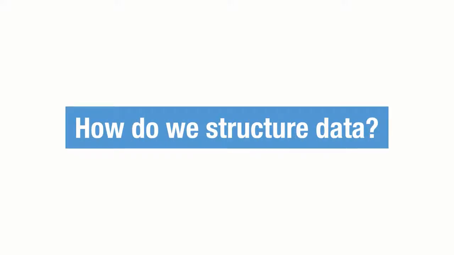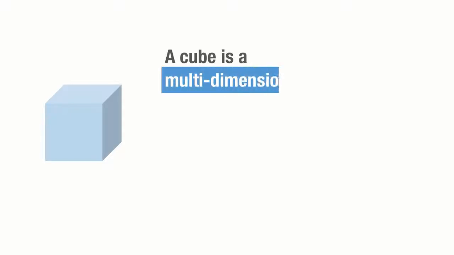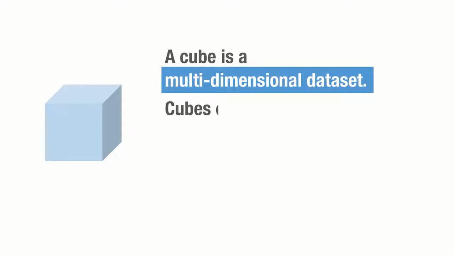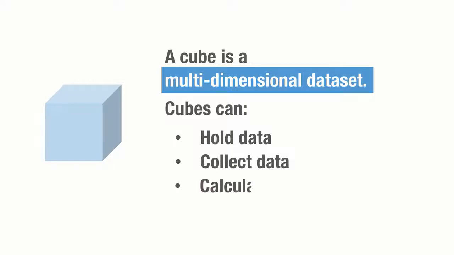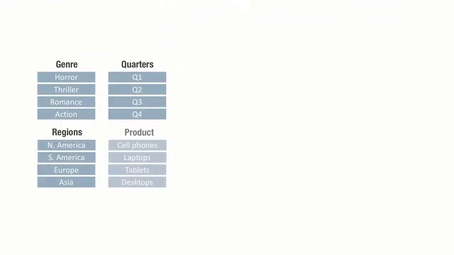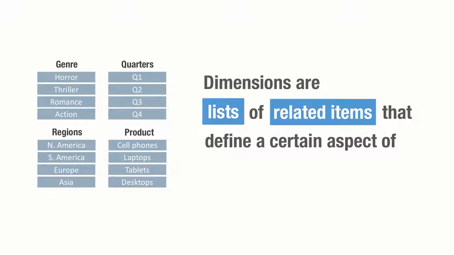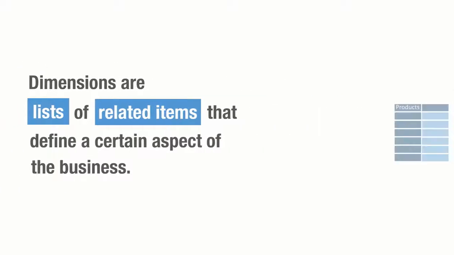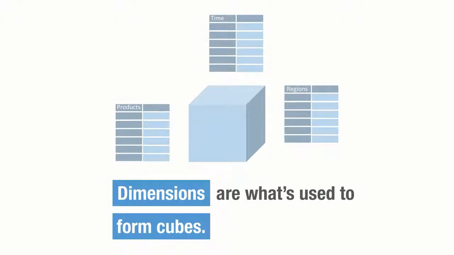The answer is by using cubes. A cube is a multi-dimensional data set. Cubes can hold data, collect data from users, and be used to calculate data as needed. So what would that look like? Most of us can imagine a one-dimensional spreadsheet quite easily. You create one every time you create a list, like a list of book genres, quarters, regions, and products. Dimensions are lists of related items that define a certain aspect of the business, such as products, time, or regions. They're what's used to form cubes.